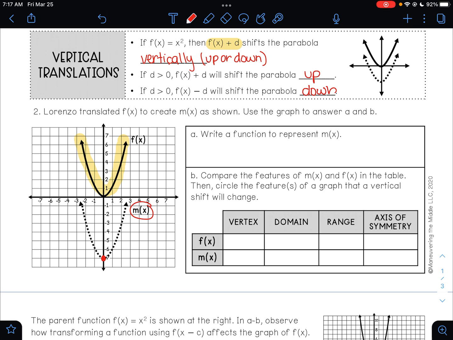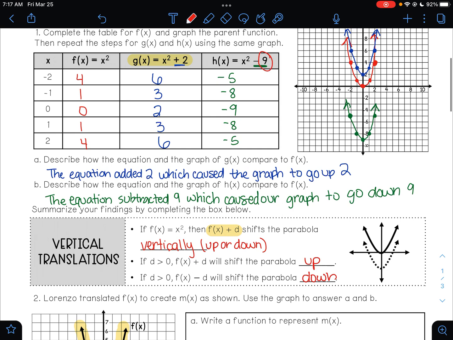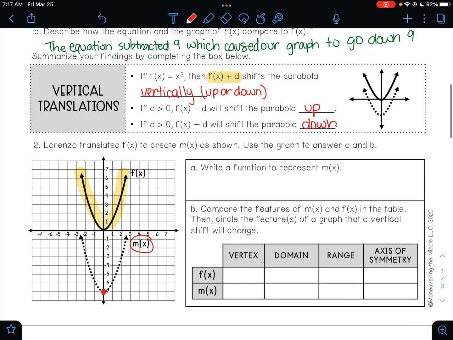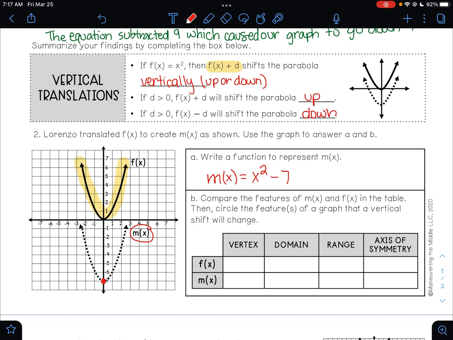So we want to write a function that represents that. Well, that is similar to h of x, but instead of subtracting 9, we're just going to subtract 7. So we have m of x equals x squared minus 7, and that's it. Okay, now we're going to compare the features. So we're going to start with f of x.